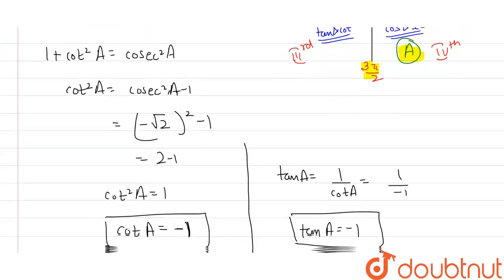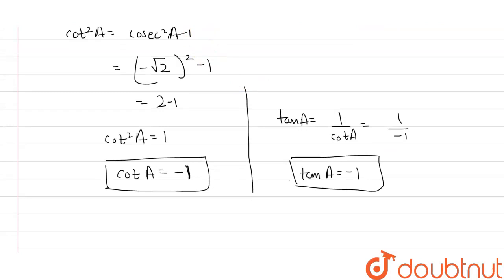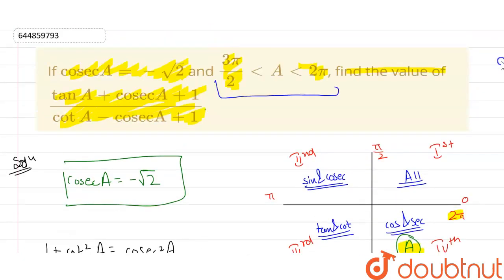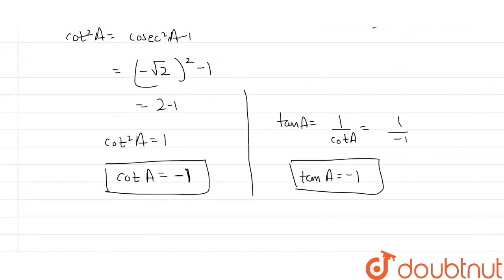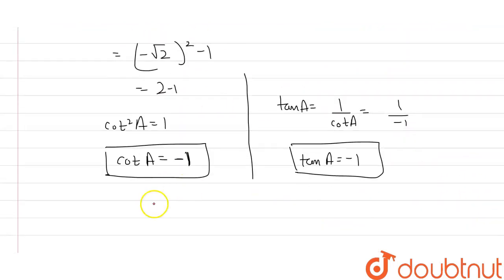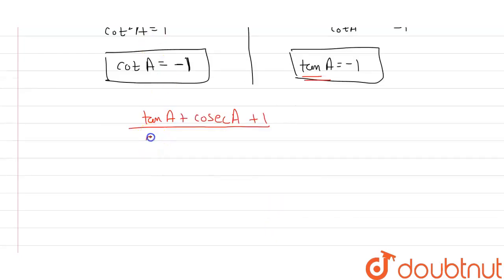Now I have the value of tan, cosec, and cot, right? Can I find the value of the equation given to me in the question? So I can write here that this part will become tan A plus cosec A, and plus 1 divided by cot A.